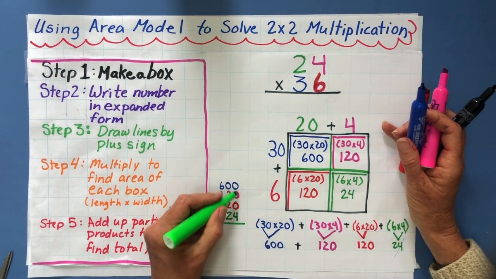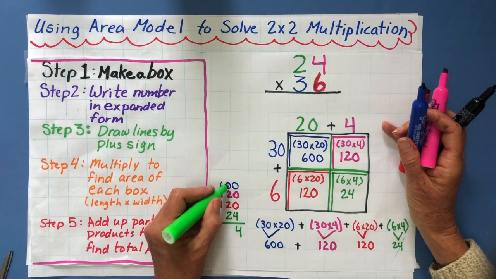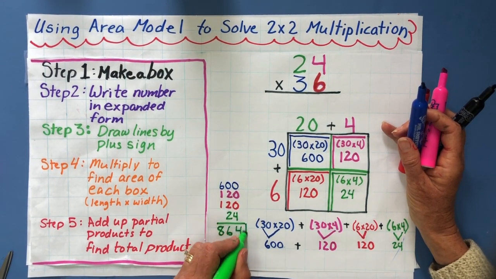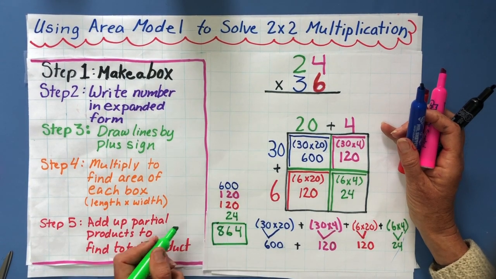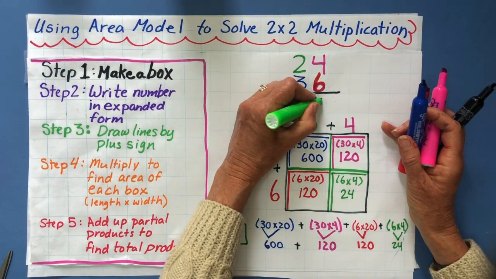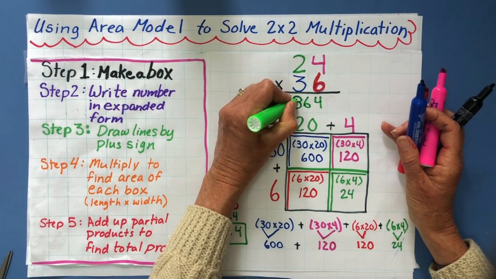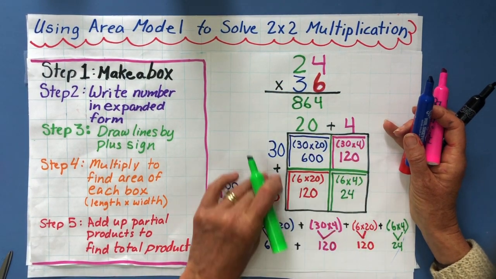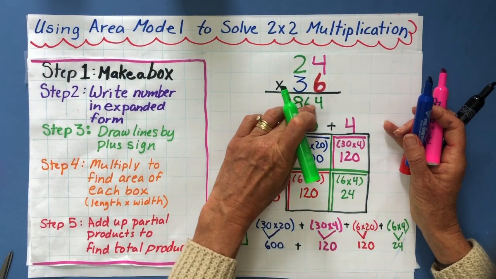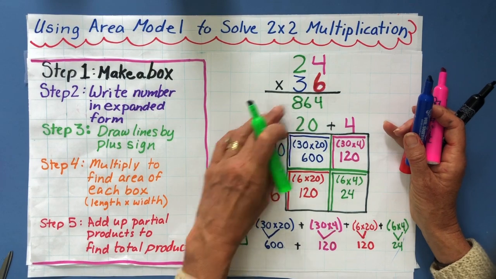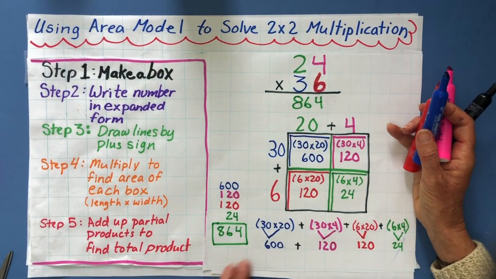Now I add them up. I get 4, 2, 4, 6, 6, 7, 8, and the answer to this problem is 864, and you could put that up here. But remember, you want to show your work for this problem. If you just wrote that like that there, your teacher would probably think you were cheating and just using a calculator. So make sure you show all the work.